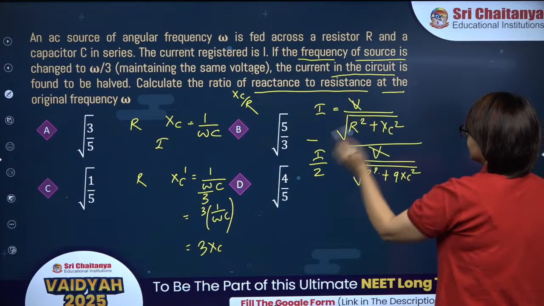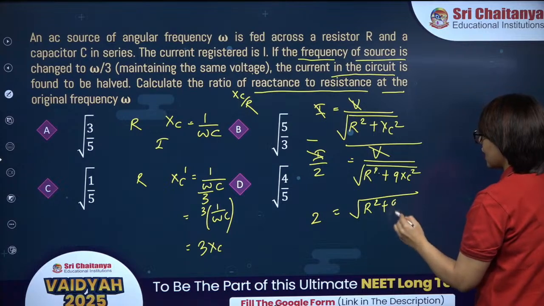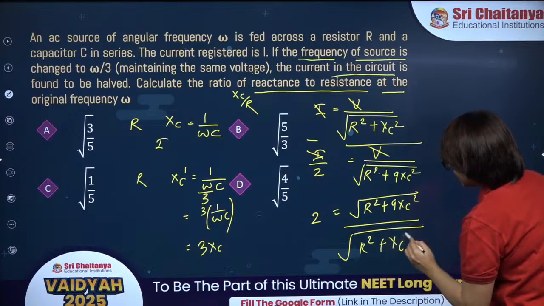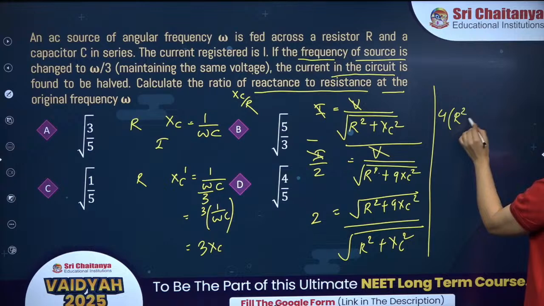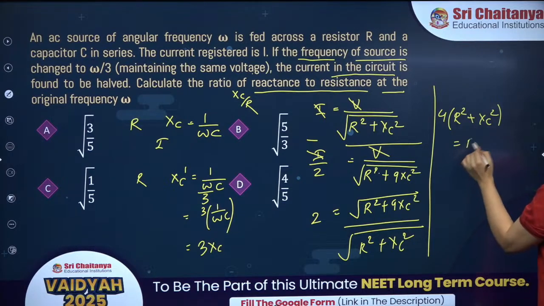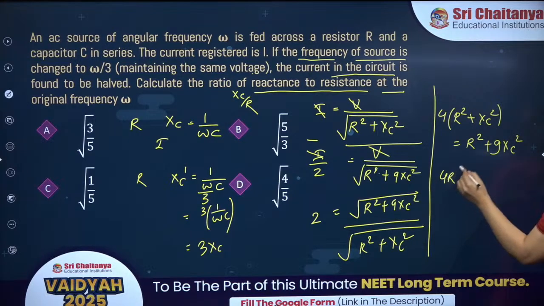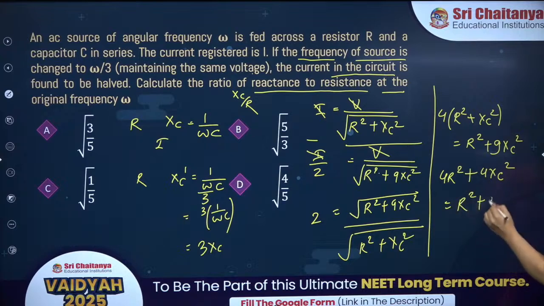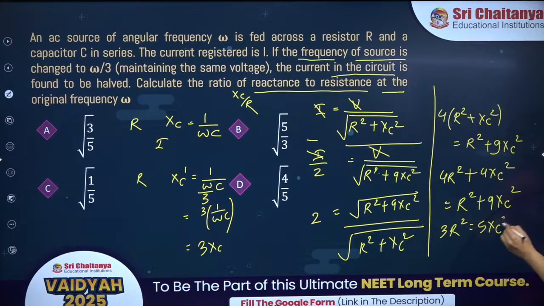If you divide it, V and V cancel, I and I cancel. So 2 will be under root of R square plus 9XC square divided by under root of R square plus XC square. Square and then cross multiply. So it will be 4 times R square plus XC square, and it should be R square plus 9XC square. So 4R square plus 4XC square is equal to R square plus 9XC square. So from this one we have 3R square is equal to 5XC square.